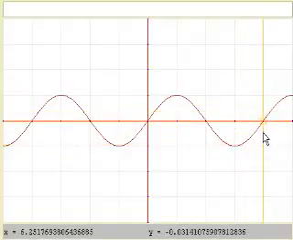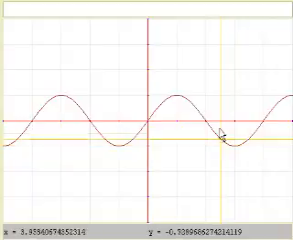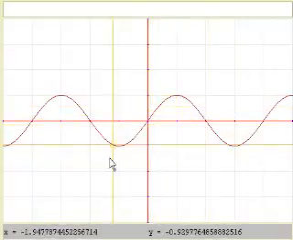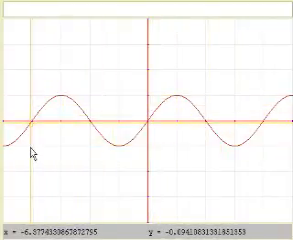Does that make sense? Well, sure, because 2 pi radians is one complete revolution around the unit circle, and then it repeats again. And it goes the other way too. You go 2 pi radians backwards and things start repeating again.